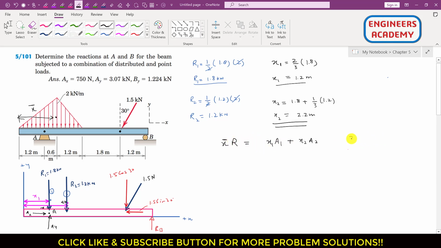So we can simplify this equation. We can write that x bar into R will be equal to the summation of xn an, right? And this R is the resultant of this whole distributed load, right? So if we have two areas, then we will find x1 a1 plus x2 a2, right?